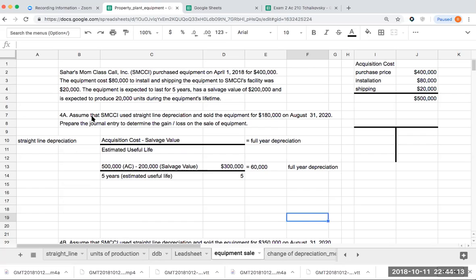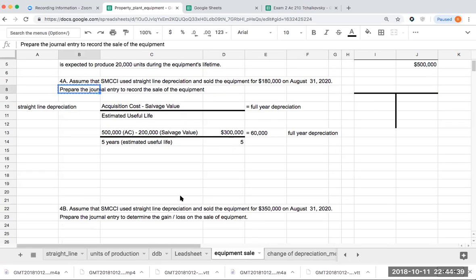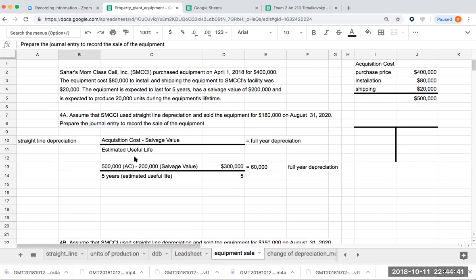Assume Sahar's mom class call Inc. used straight line depreciation and sold the equipment for $180,000 on August 31st, 2020. Prepare the journal entry to record the sale of the equipment. What we're going to do here is go through two scenarios. We'll do the first scenario where we are selling the equipment for $180,000.